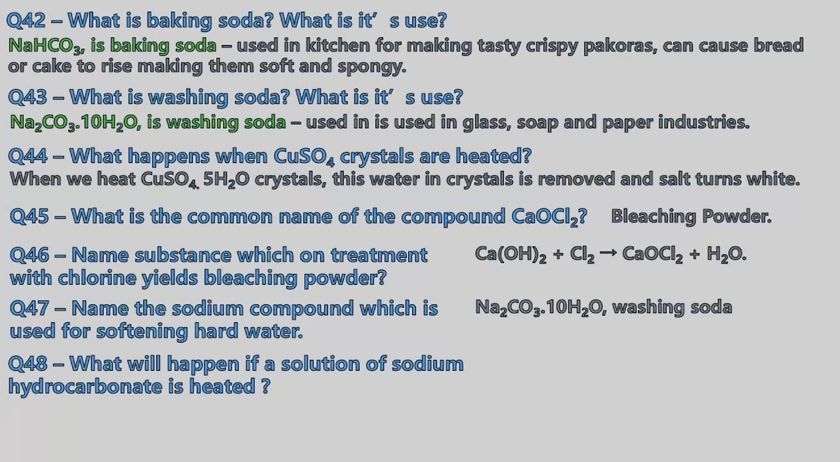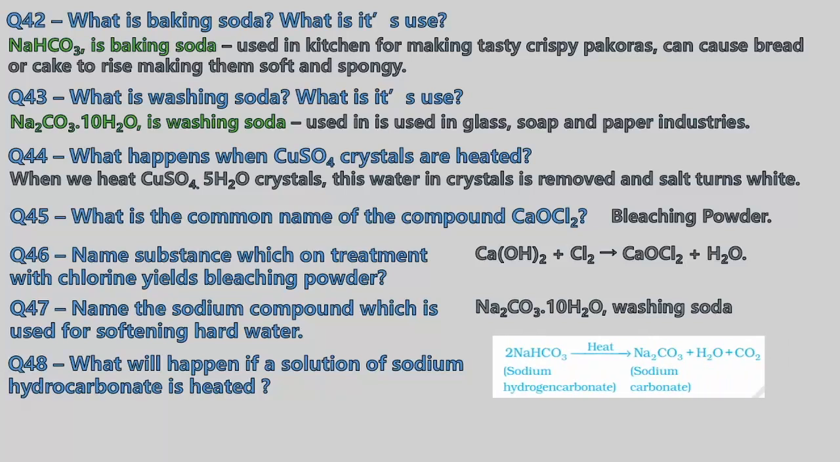What will happen if sodium hydrogencarbonate is heated? See, when you heat sodium hydrogencarbonate, that is the baking soda, it has the effect of making your bread and cake softer and spongier. That is why it is used in baking. When you heat it, it gives you sodium carbonate, Na2CO3, plus water in the form of steam, plus carbon dioxide. So these gases will make your cake or bread rise and make them soft and spongy.